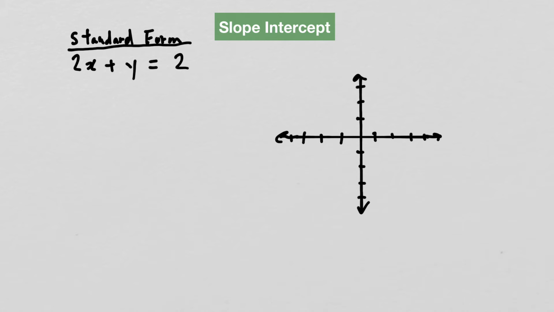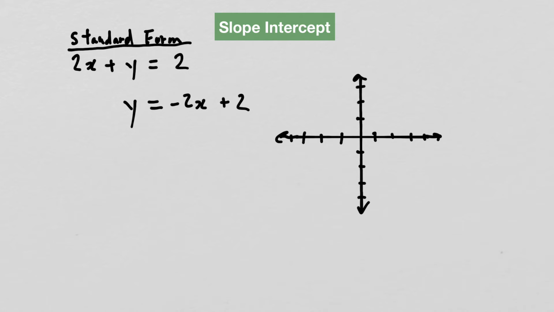Okay, it's standard because x and y are on one side of the equation, and then everything else is on the other side of the equation. So when you have an equation like this, all we need to do is solve for y. To get y alone on the left side of the equation, we have to move 2x to the other side of the equation. And we do that by subtracting both sides by 2x. So then what we get is y equals -2x plus 2.